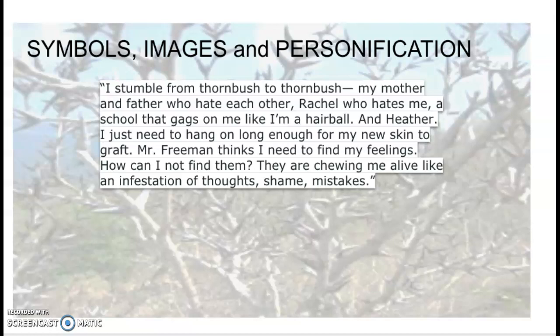The personification of her feelings happens at the end. She says her feelings are chewing her alive. And of course, we know that feelings can't chew, so this is the example of how we give human qualities to some idea or object that isn't actually human.